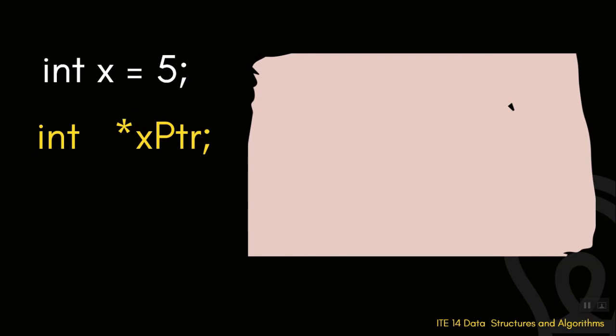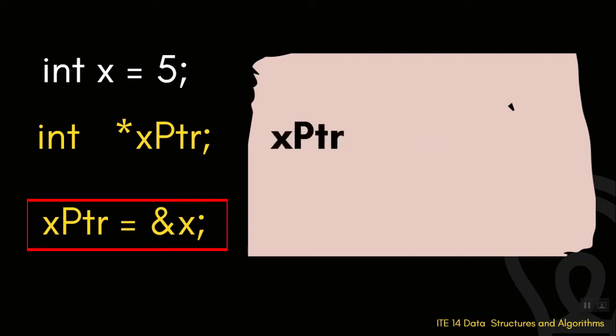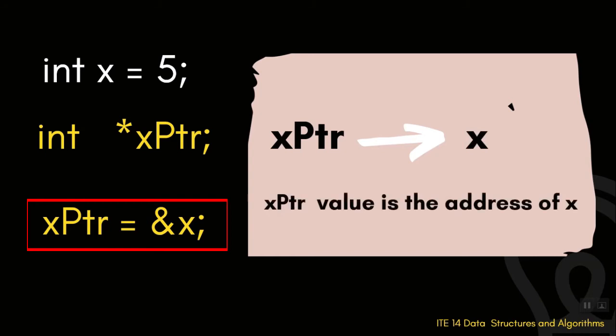Let us initialize the value of xPtr. Let us point xPtr to variable x by writing this code: xPtr = &x. The AND or address operator is a unary operator that returns the address of its operand. The statement xPtr = &x assigns the address of the variable x to pointer variable xPtr. Variable xPtr is then said to point to variable x.